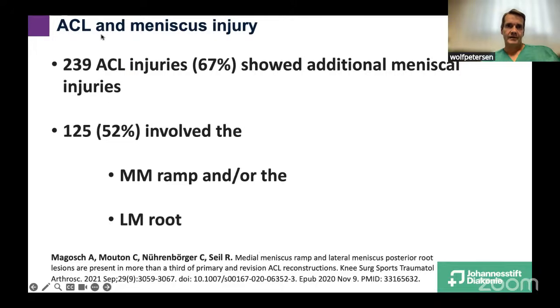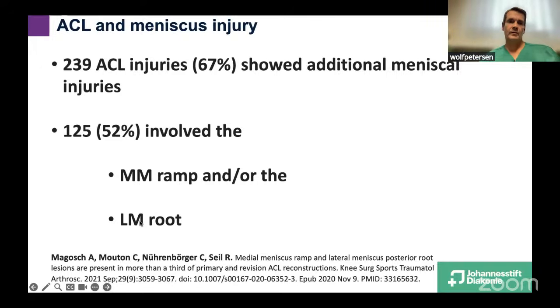So what about ACL and meniscus injury? This is a large study from Luxembourg by Margosch and Seil, and they looked at 239 ACL injuries and found that a high percentage, 67%, showed additional meniscus injuries. And 52% of these injuries involved either the medial ramp and or the lateral meniscus root.